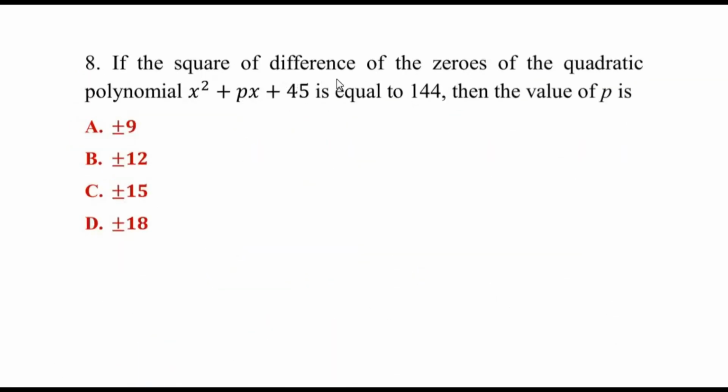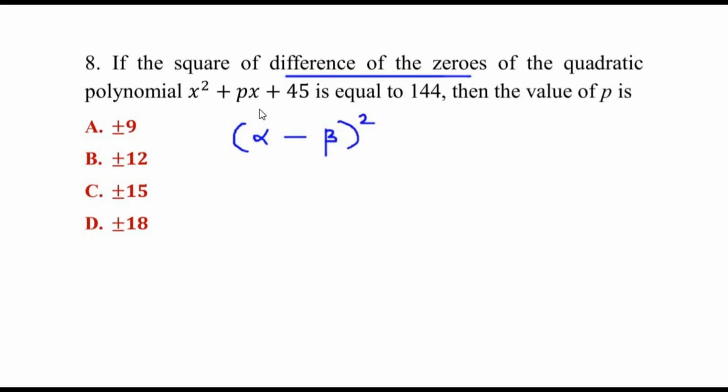If the square of difference of the zeros of the quadratic polynomial x square plus px plus 45 is equal to 144, then the value of p is. Now they have given that the square of difference of the zeros. So if we take the zeros as alpha and beta, then we are going to take the difference of these two zeros and then we are going to square the difference.